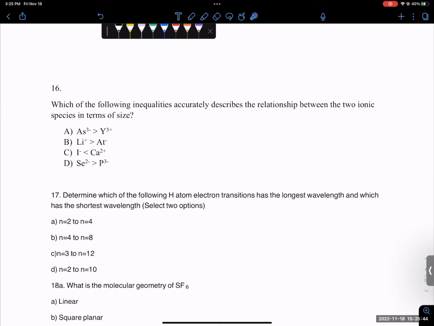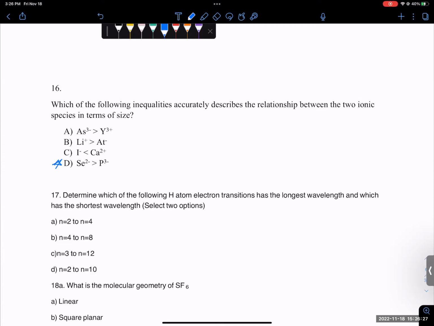So in that case, Se2- is larger than P3-, right? Do we agree on that? Because phosphide has the electron configuration of argon, and selenide has the electron configuration of krypton. If you look on the periodic table, krypton is below argon. Therefore, it would still have a larger ionic radius. So that is a potential answer.